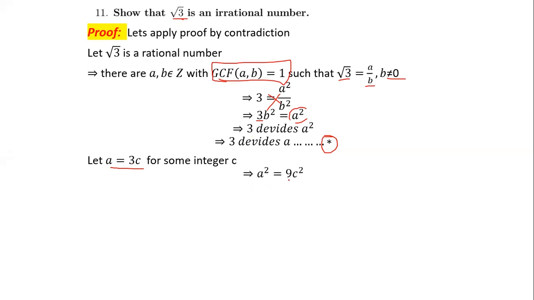Then if we square both sides of a equals 3c, we obtain a square is equal to 9c square. But what is a square? From before, a square is exactly equivalent to 3b square, so 3b square is equal to 9c square. If we divide both sides by 3, we obtain b square is equal to 3c square.